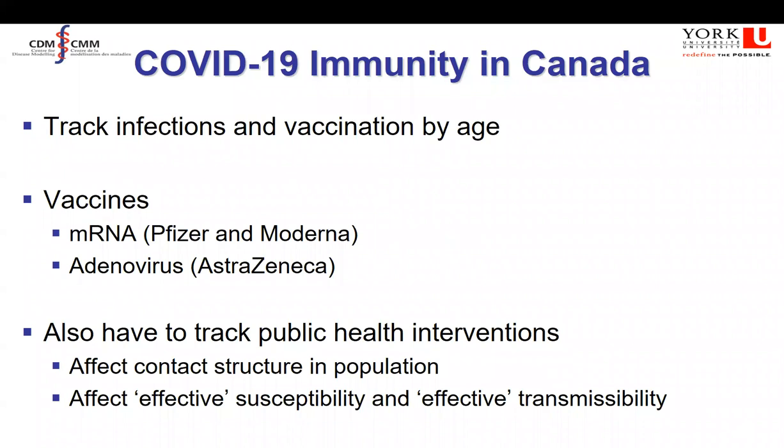So what we want to incorporate into our models is to look at specific components for data. We want to track infections and vaccination by age, and we can align some components of those to actual data sources. In Canada, in the beginning we mostly had mRNA vaccines and adenovirus vaccines, so we incorporate those coverages from the data into our mathematical models, and we look at the in-host studies of how immunity is generated from these vaccines. And we also have to track public health interventions, which affect contact structure in the population, because we want to incorporate age in this, and they also affect your effective susceptibility and transmissibility of the virus.